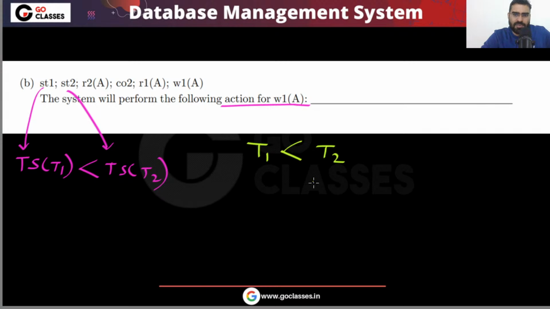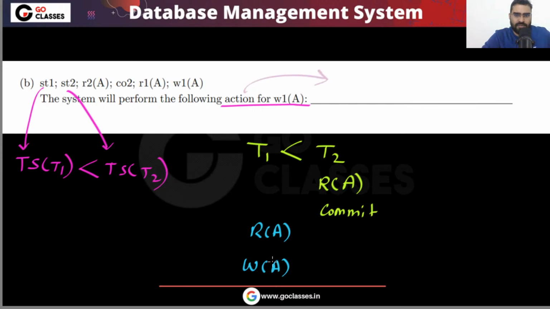T1 timestamp is less than T2 timestamp, and the question is saying that first it is reading item A, then it is commit, then it is reading item A, and then it is writing item A. Okay, so you tell me what action will be taken for this W1A?